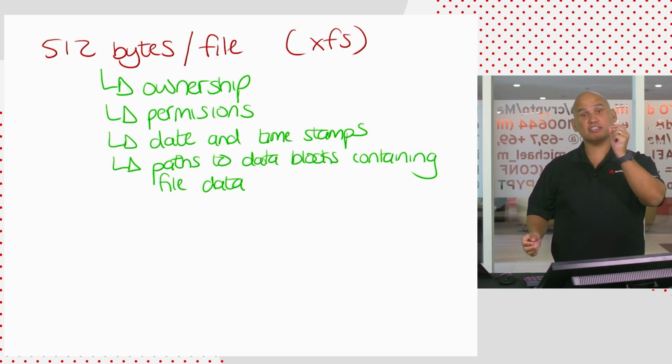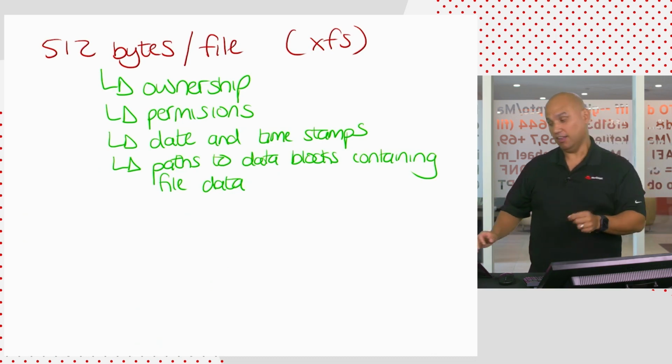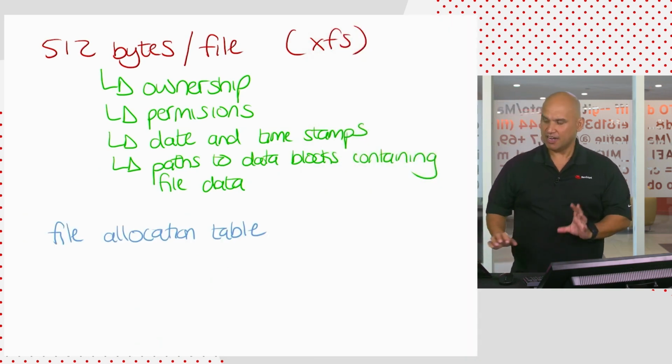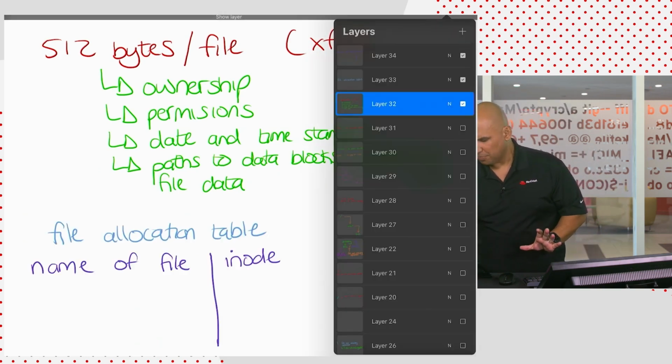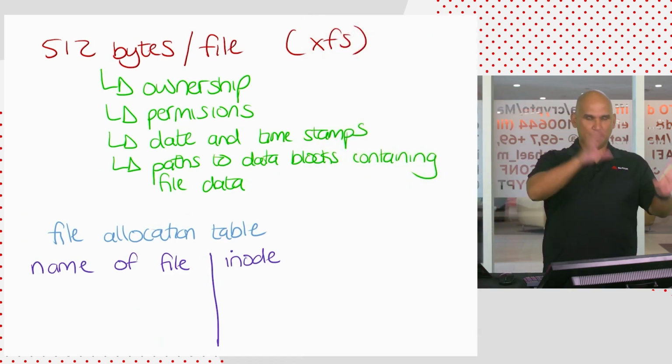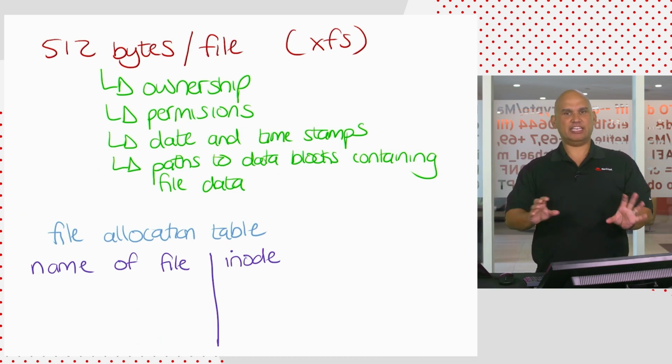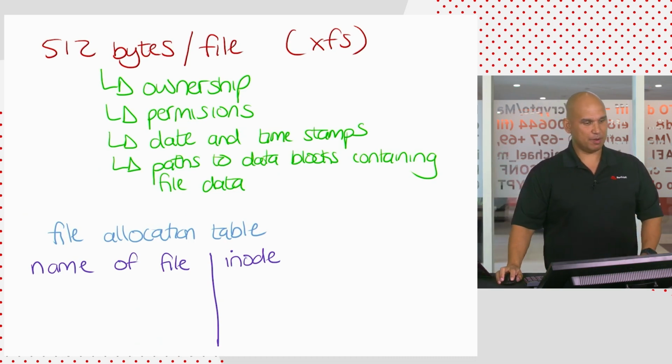The inode does not keep track of the name of the file. Now, the name of the file is the responsibility of the file allocation table. Now, the file allocation table, just to put it simplistically, has the name of the file and the inode that is associated with that particular name. Now, let's go and have a look at my demo-based system.